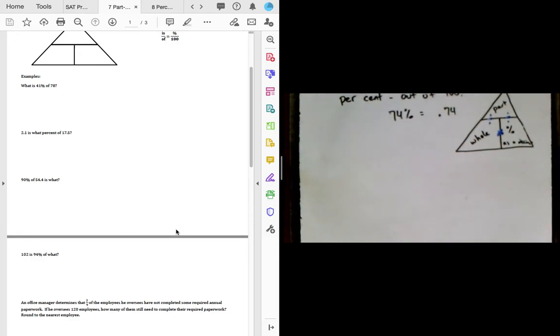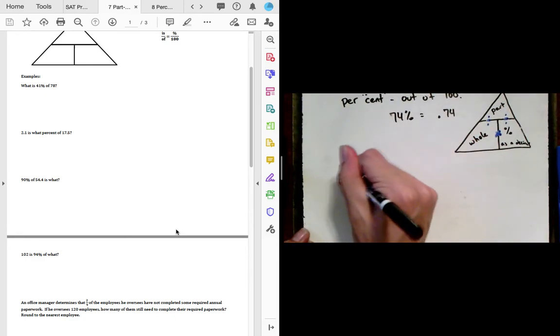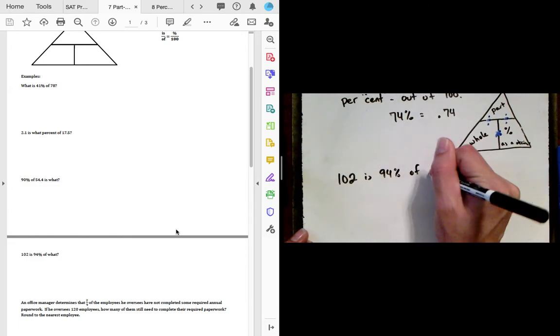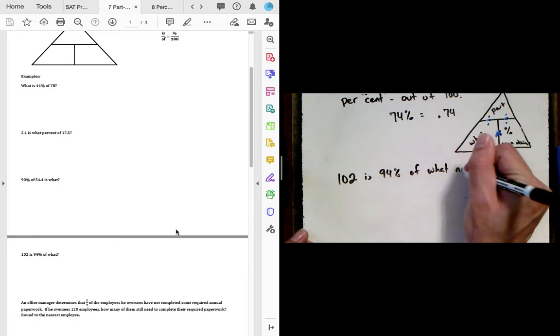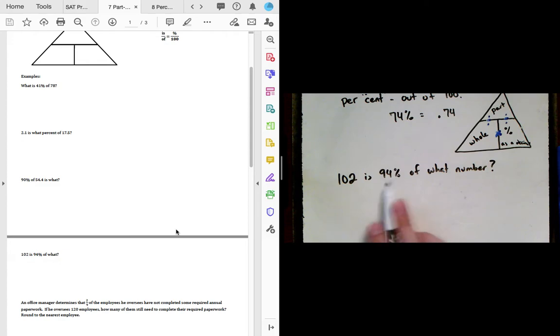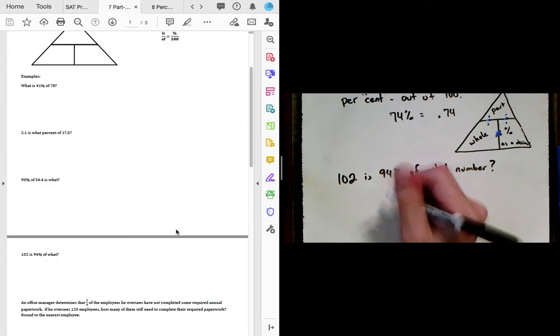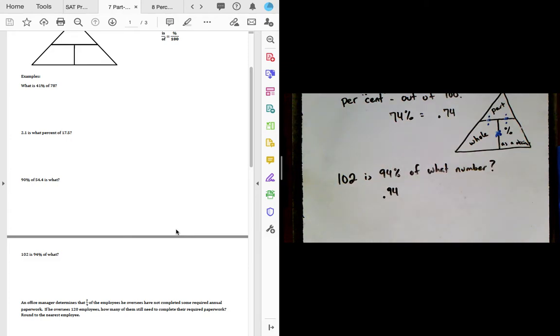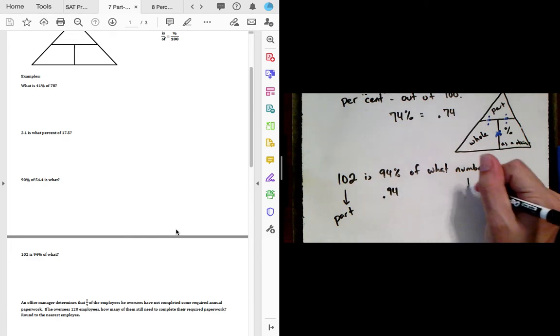The next example says 102 is 94% of what number? Now remember that this percentage is always expressing a portion of some ratio, right? 0.94 is our representation of 94%. And they told us that 102 is 94%. So 102 right here is actually a part. It's almost the entire thing, but it's not all 100%. And what we're looking for here is the whole.